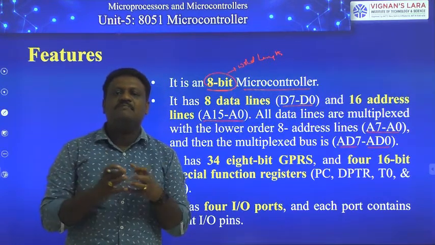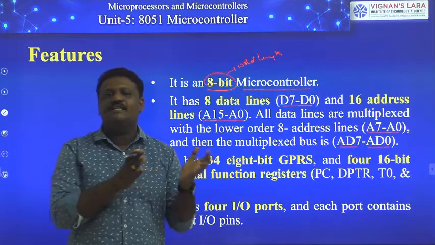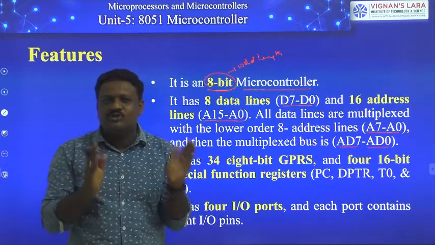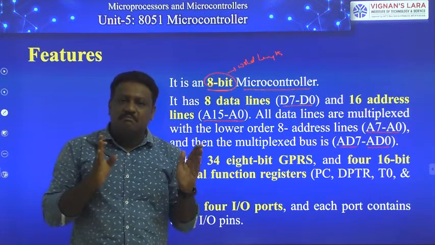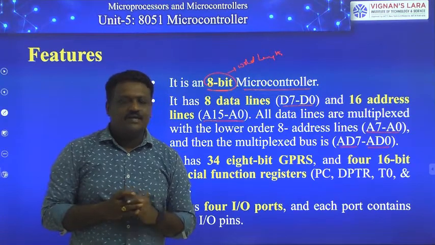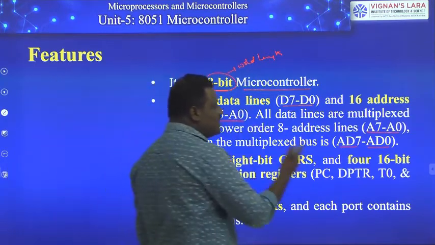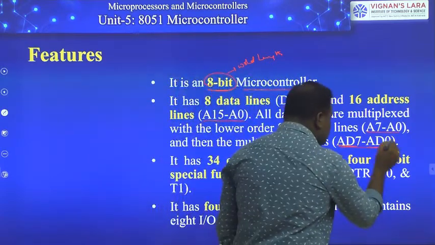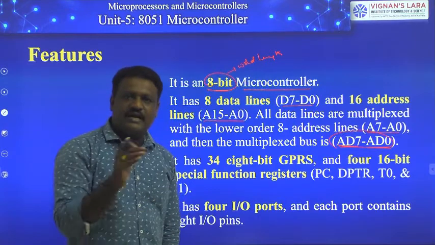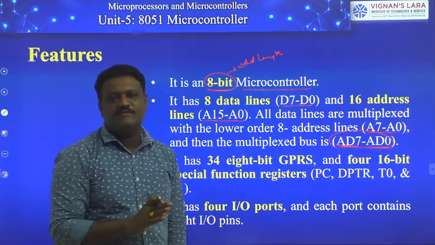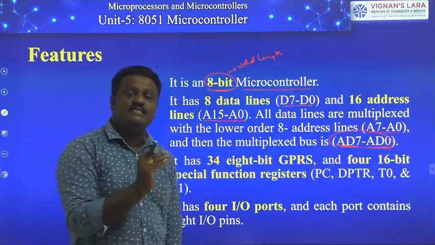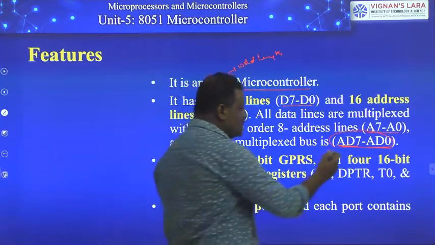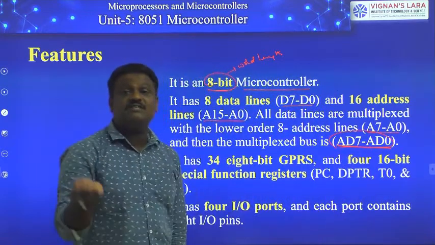And here we are applying a multiplexing process between the data lines and the lower order 8 address lines A7 to A0, in order to reduce the number of pins present in the microcontroller IC. Due to that, we get the multiplexed address and data bus AD7 to AD0. That means these multiplexed lines may act as both the address lines A7 to A0 as well as the data lines D7 to D0 in different time slots. That means these lines are time division multiplexed signals.